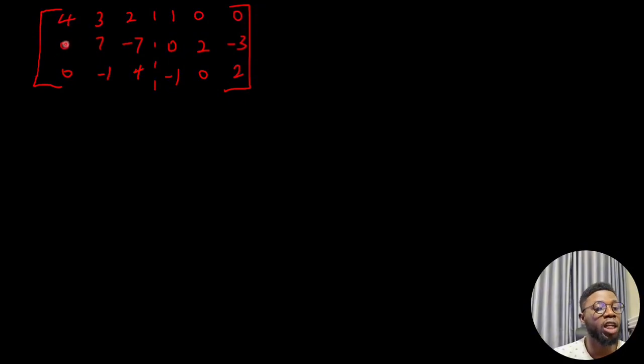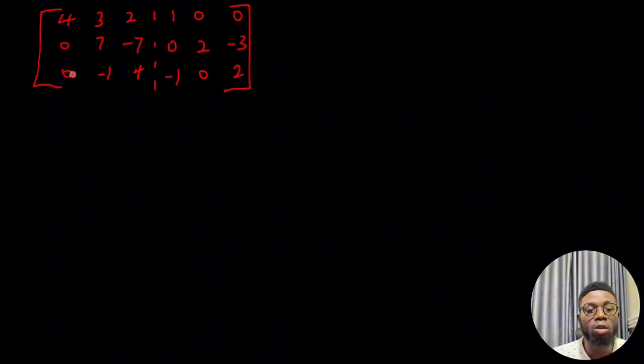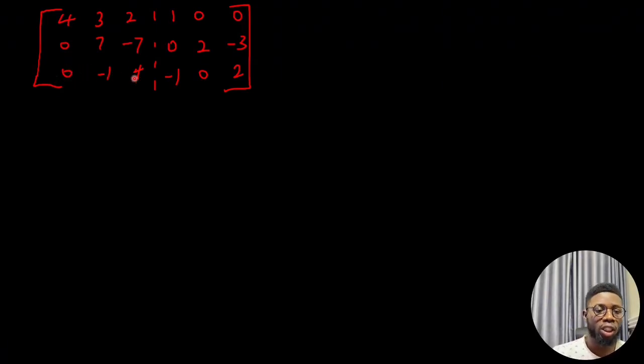So I don't need to bother about this 0. So how do I operate this such that this 0 does not turn to non-zero? The thing I need to take note of is that if I operate this element in row 3 with row 1, there is a possibility of me getting a non-zero element back here. So it's very, very important to do that.